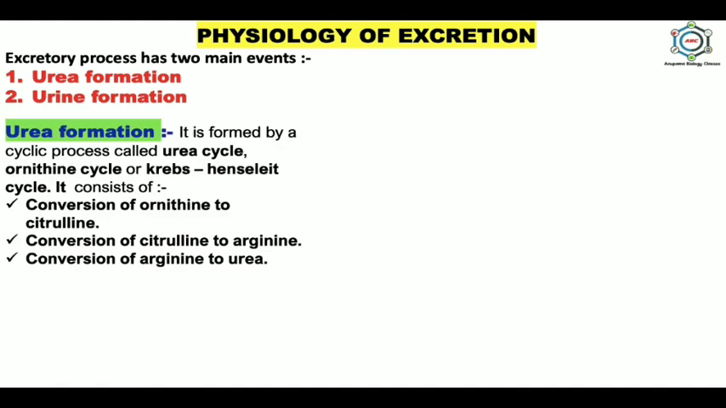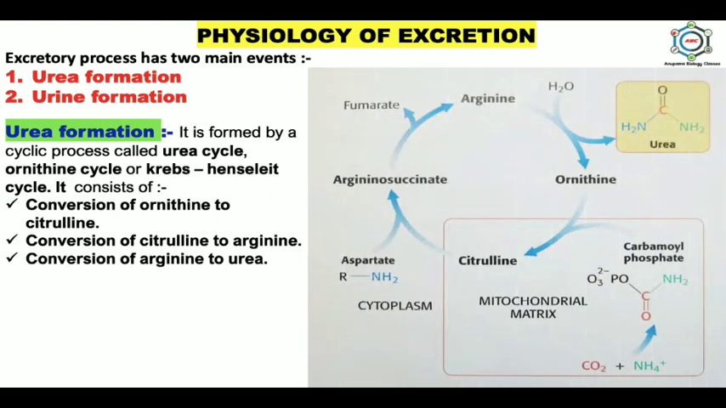Urea is formed in the liver by a cyclic process called the urea cycle, ornithine cycle or Krebs-Henseleit cycle. You can see the picture. This is the complete urea cycle, and in this picture the urea formation consists of first the conversion of ornithine to citrulline. Here the ornithine combines with ammonia and carbon dioxide to form citrulline and water.